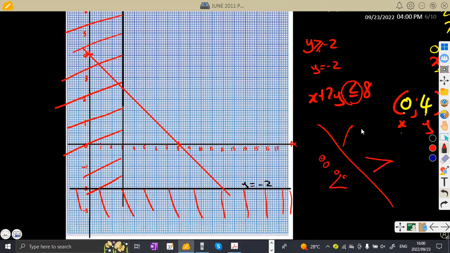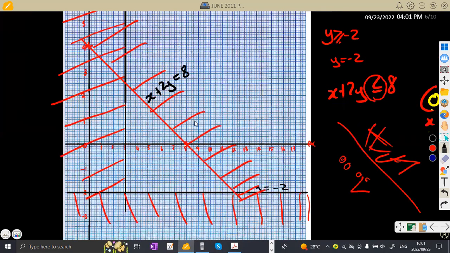So we do not want this. We are going to shade the part that we do not want. So we do not need this side. We shade this side. Just like that, we are going to be left with this region. And remember, the equation of the line has to be written x plus 2y is equal to 8. You write the equation, not the inequality.